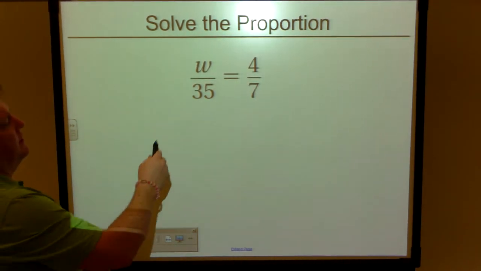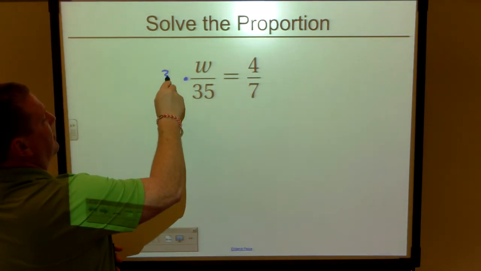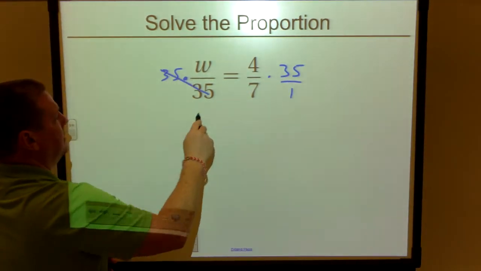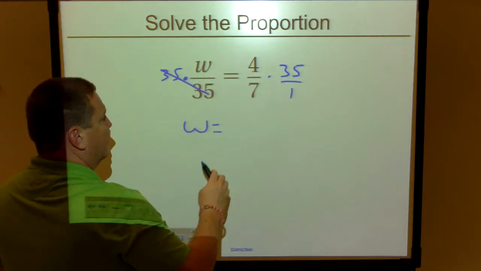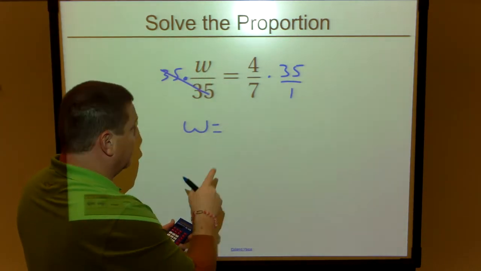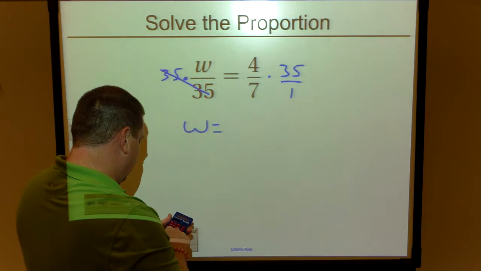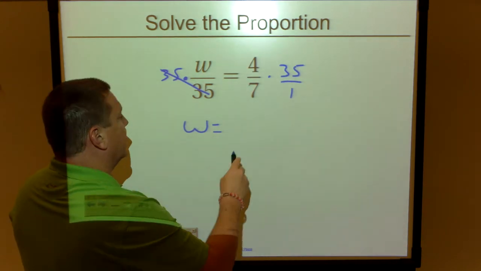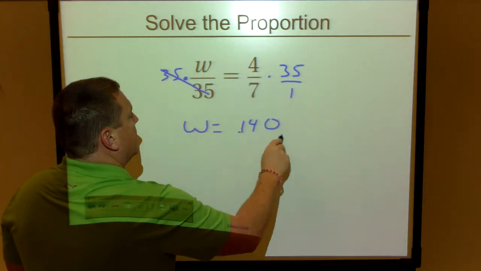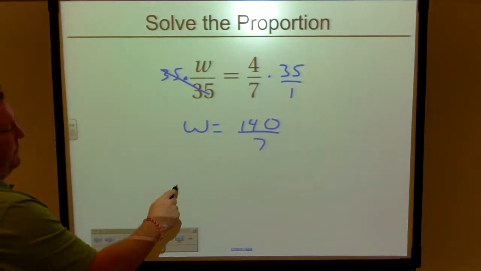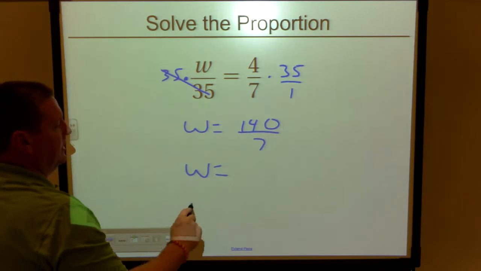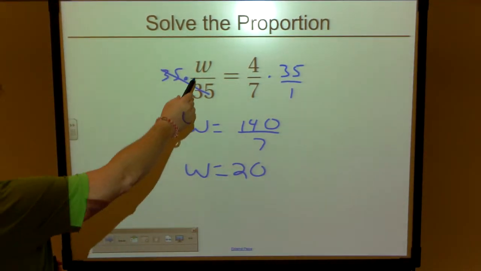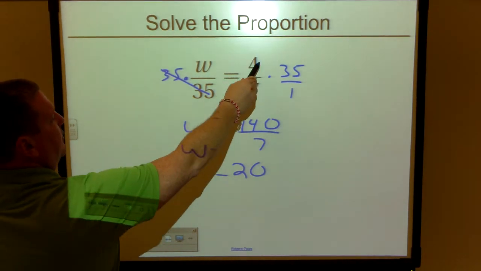Here's another one. This is a divide by 35, so we're going to undo that by timesing by 35 on both sides. Don't forget that's over 1. So W is going to equal, use your calculator here, I think that's 140, but I'm going to just double check it, calculator. It's 140 over 7, and then of course simplify it, so W ends up equaling 20. So 20 over 35 is equal to 4 over 7.